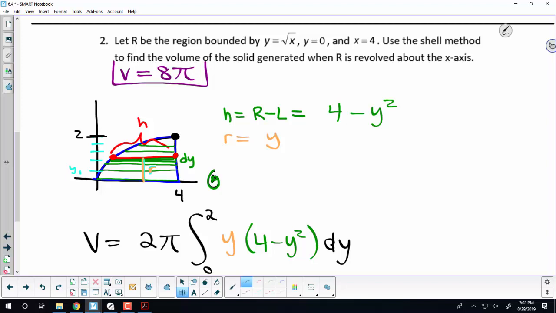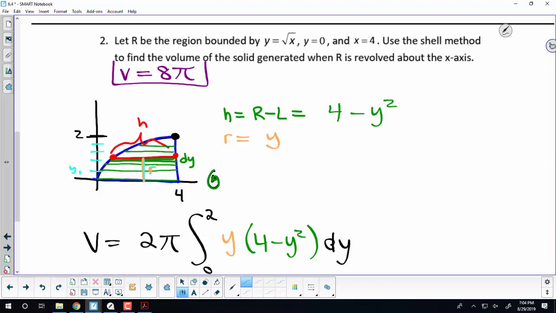That's the appropriate setup. If you just had y times y squared, it's true that the function is y squared, but we're not measuring function values. We're measuring the difference, or the length from here to here, which is the difference 4 minus y squared. Otherwise, you don't get a shell. So you're doing something different.